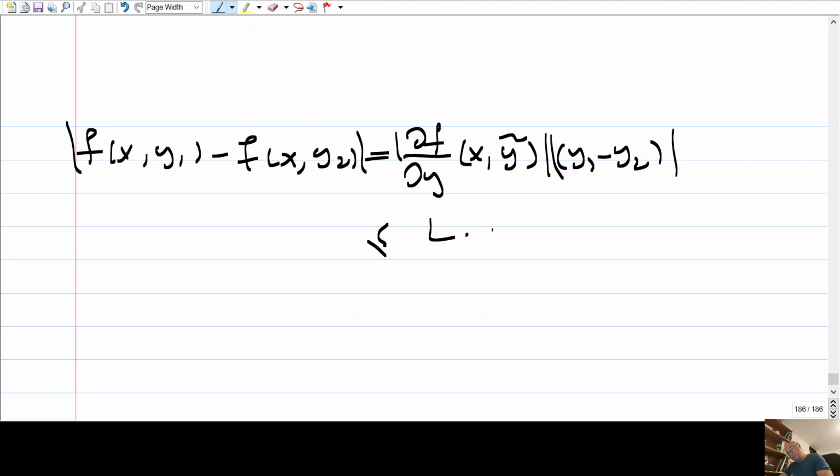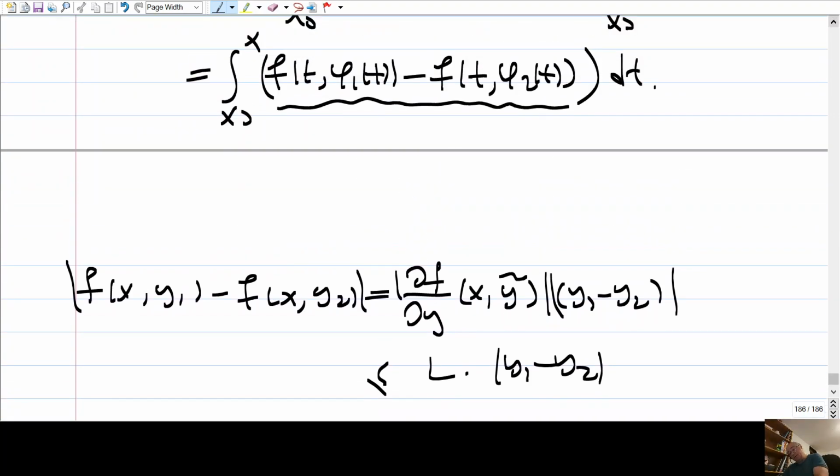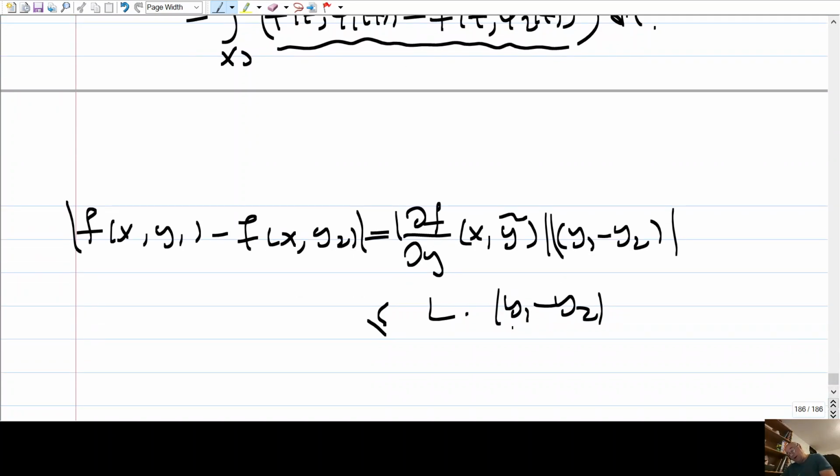All right, so this is y1 minus y2. Let me keep it like this. Now back to the integral. So this gadget is less than y1 minus y2. Y1 minus y2 is less than what? This is in the rectangle. Therefore, this thing is less than, okay.